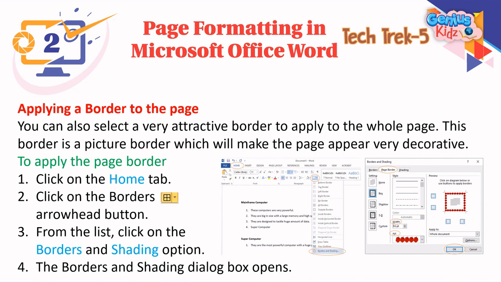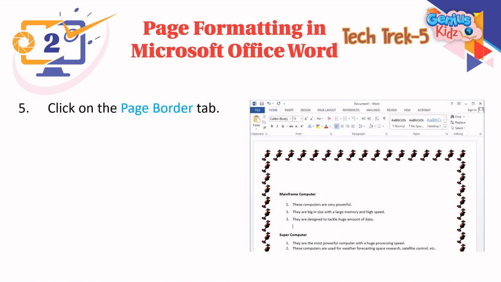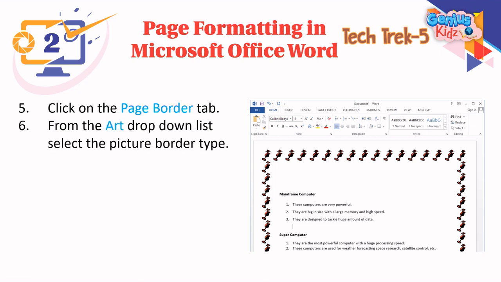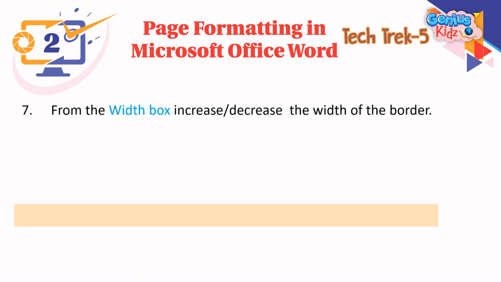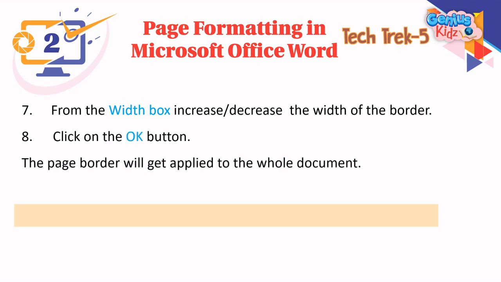4. The Borders and Shading dialog box opens. 5. Click on the Page Border tab. 6. From the Art drop-down list, select the picture border type. 7. From the Width box, decrease the width of the border. 8. Click on the OK button. The page border will get applied to the whole document.